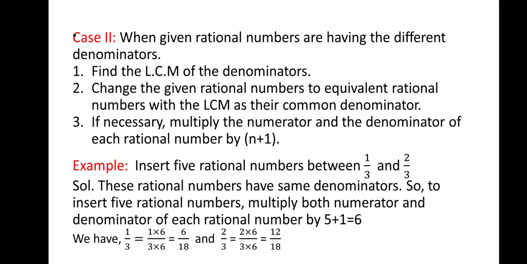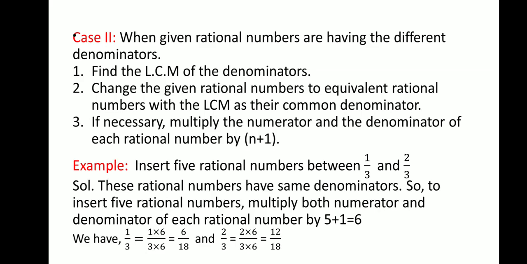Now, for example, we need to insert 5 rational numbers between 1 by 3 and 2 by 3. These rational numbers have the same denominators, so it is an example of case 1, and we need to insert 5 rational numbers. So what do I need to do? I need to multiply both numerators and denominators by 5 plus 1, that is equal to 6, because 5 rational numbers are to be inserted.